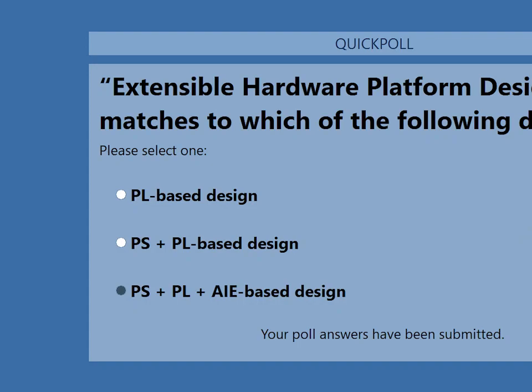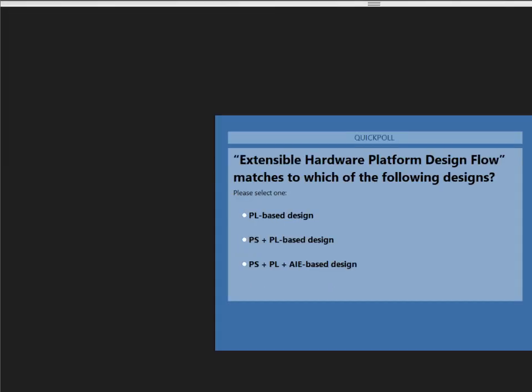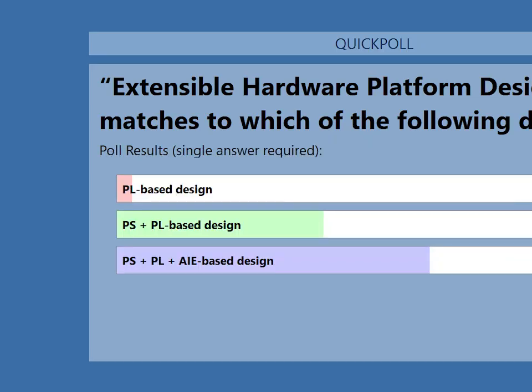It's interesting. It's almost 50-50. Probably PL based is not an option because you already chose that one for the previous question. So it is either PS and PL, or PS, PL, and AI. Well, I can tell you that a slight majority had the right answer.